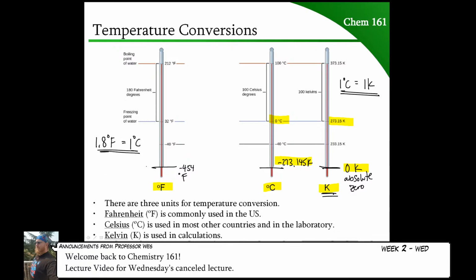1.8 Fahrenheit is the same as 1 Celsius. These conversions are exact. Just FYI, if you were curious. And you can see that when you look at the difference between the boiling point of water and the melting point of water. There's 180 degrees here, but here there's only 100. With Kelvin, it's the same thing. There's also only 100 because, again, 1 Celsius and 1 Kelvin are the same thing. So this is how our scales are set up.